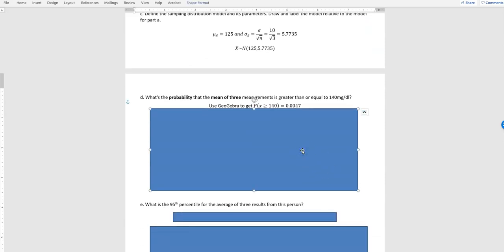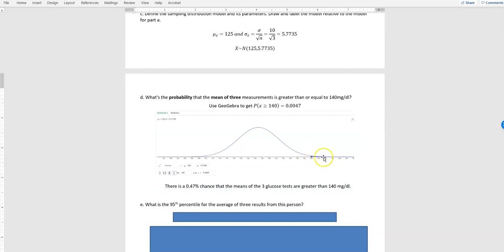So this is what we saw in GeoGebra. We saw a very small portion of them, and that means that there's a 0.47% chance that the mean of the 3 glucose tests is greater than 140. So we're really going to see that it's probably not as likely that we would get 3 people that we randomly choose that would be that far off of the average.